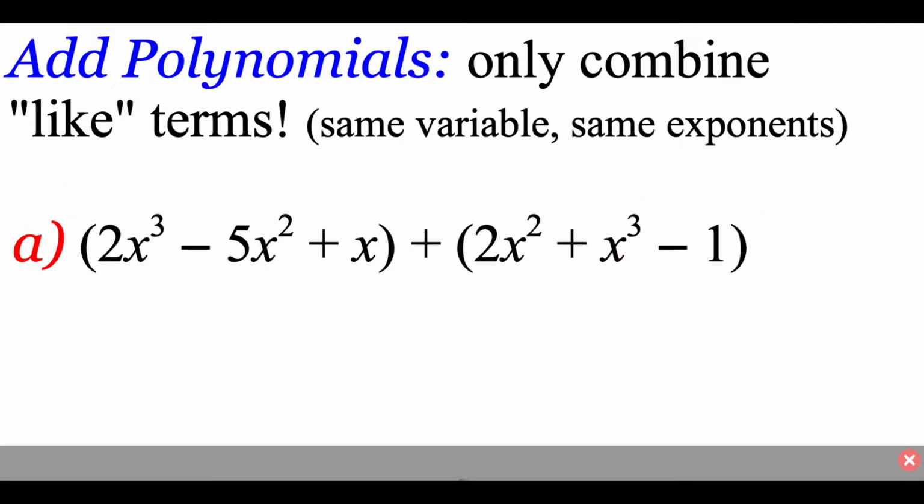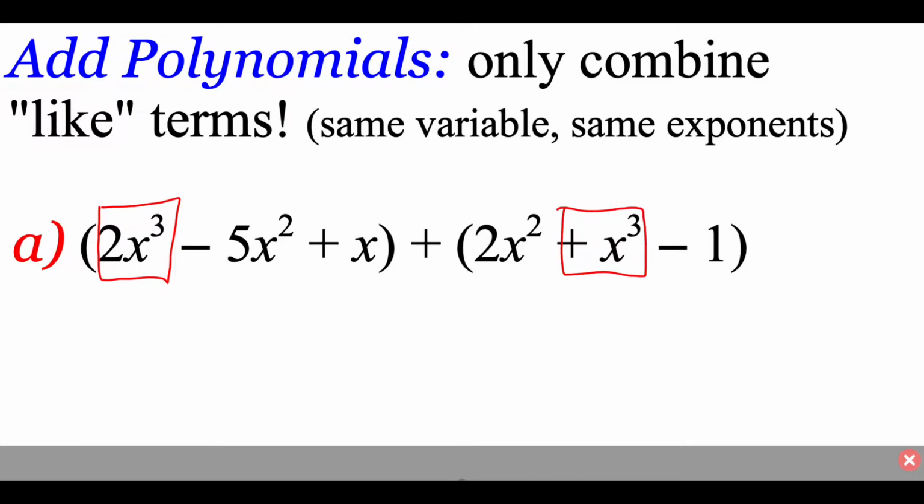Now when we're looking at adding polynomials together, we're only allowed to combine the like terms. And that means the same variable and the same exponent. So here in this first example, we've got 2x cubed minus 5x squared plus x. And we're adding 2x squared plus x cubed minus 1. So the first thing I want to do is identify the things that have the same variables and the same exponents. So if I look in the front of this first polynomial, I've got 2x cubed. So in my second polynomial, I also want to find the things that have x cubed on them. So in the middle, I see this plus x cubed.